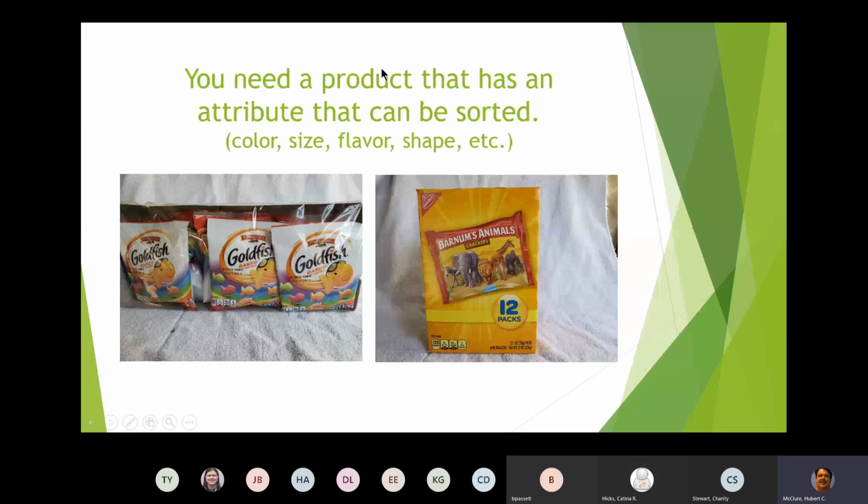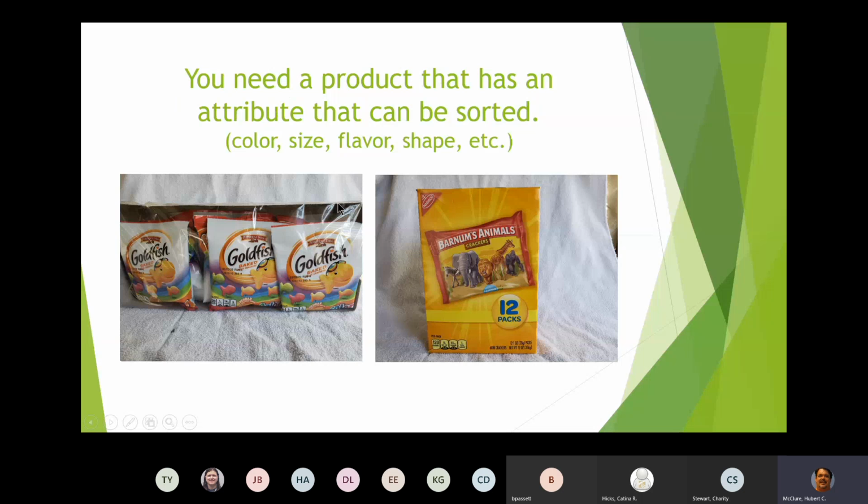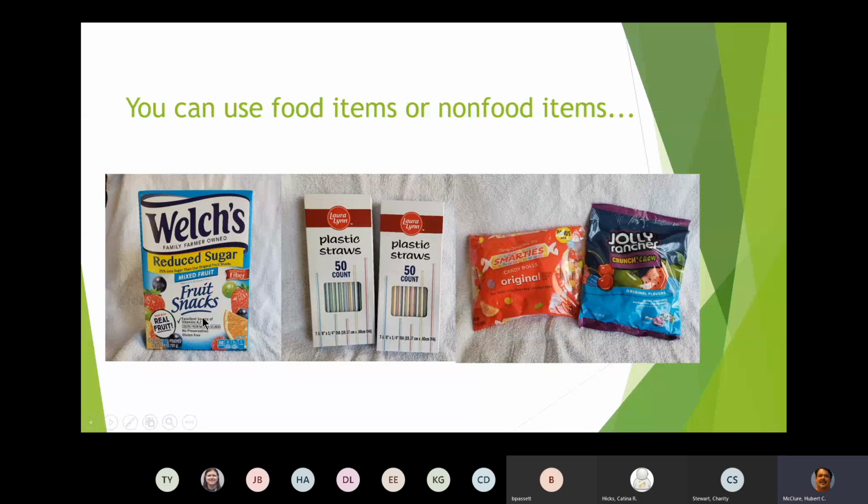So you need to pick something with 10 to 15 individual packs in it. Goldfish, colored goldfish, they're the same shape, but they have different colors. Barnum and Bailey is the same color, but has different shapes. Fruit snacks, I think there's like 15 packs in this. Now, you can't all get plastic straws, but this is a good idea because they're different colors and they're cheap.